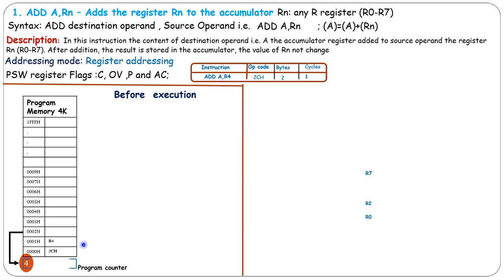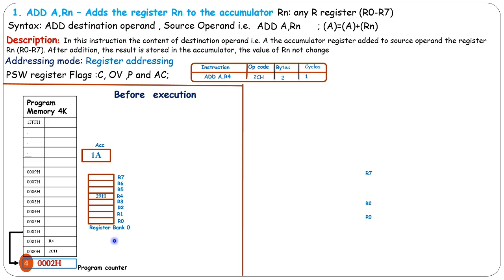Now what is the content of the program counter register? As we know, the program counter is a 16-bit register, and it always gives the address of the next instruction to be executed. So this 0002H is the next instruction which will be executed by the CPU. This is the status of your program memory, which is of 4K. Now what is the content of the accumulator? The content of the accumulator is suppose 1AH. This is hexadecimal.